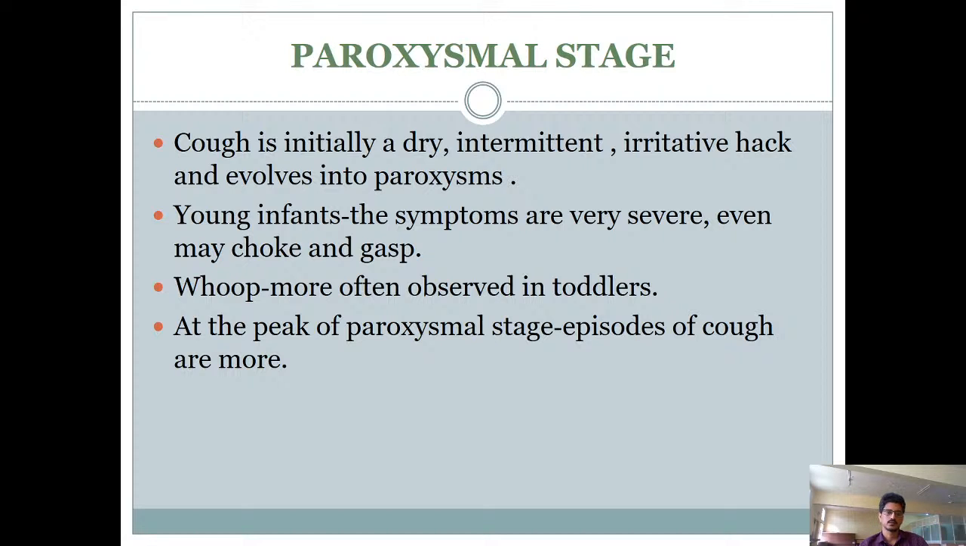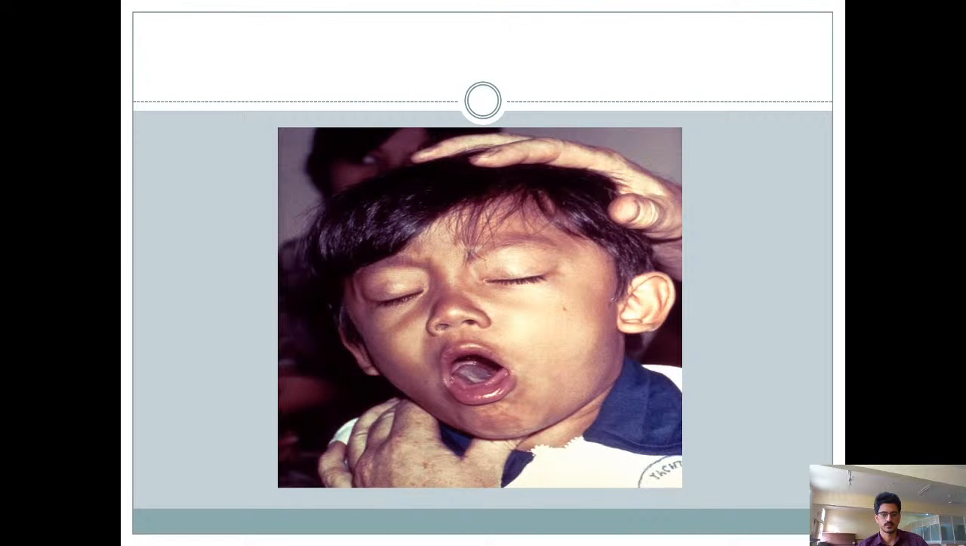So in the case of a child, it is an intense, dry cough with paroxysms, and in young infants, cough may not be much of a symptom, but they can have apnea-like features. So they can stop breathing. In young infants the symptoms are very severe, and they may even choke and gasp. The whoop is more often observed in toddlers. At the peak of the paroxysmal stage, episodes of cough are more frequent. So cough increases during the paroxysmal stage.